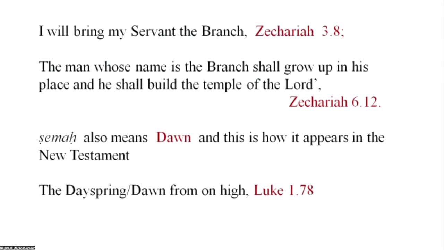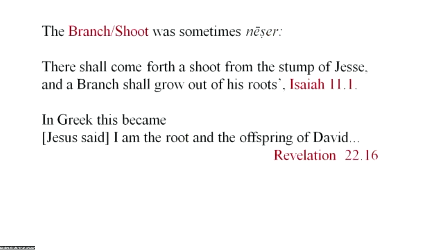Now, Semach also means the dawn. It literally means something that springs up. And this is how it's translated in the Old Greek, the Septuagint, and this is how it appears in the New Testament. And so in the Song of Zechariah, the familiar phrase, the day spring from on high has visited us, or the dawn from on high, Luke chapter 1, verse 78. But behind that, there is the idea of the branch.